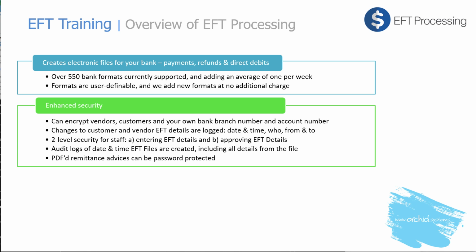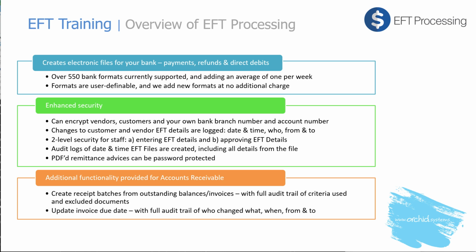Audit logs and the date and time of all EFT files are created, including all the details from the file. And you can also put passwords on the PDF remittance advices. And if you're using accounts receivable and direct debits, you can use EFT processing to automatically create a receipt batch based on outstanding balances, or all invoices not yet paid with a particular terms code, or all customers in a particular group, and so on. And any documents that are excluded from the create receipt batch run will be audited.